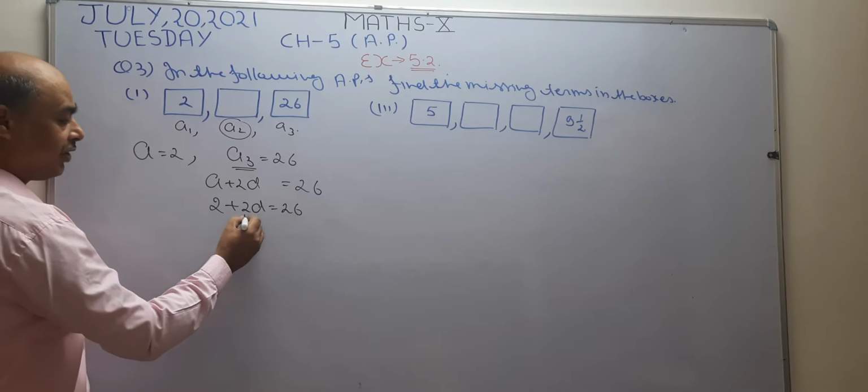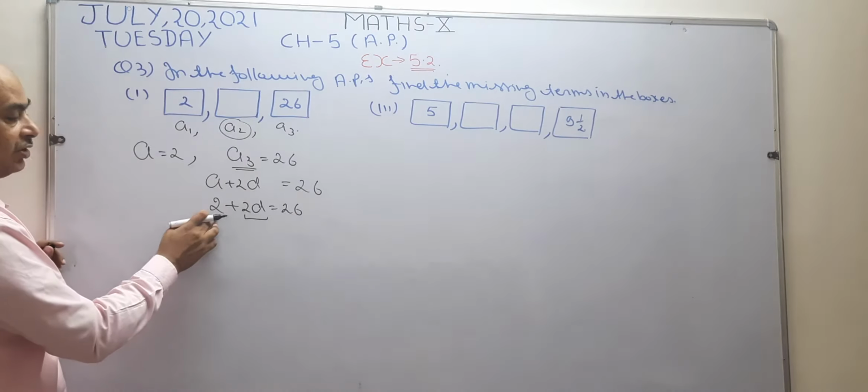I want to find the value of D. For this I take this 2 from left to right. So this becomes 2D is equal to 26 minus 2. 26 minus 2, how much? 24. So the value of D becomes 24 by 2. 24 by 2 means 12. The value of D is equal to 12.